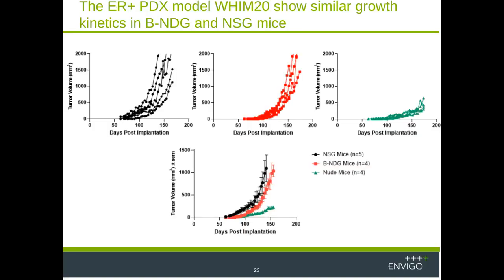So looking at how this tumor grew in the ultra immunodeficient mice compared to each other, as well as to the athymic nude mouse. As you can see, the overall growth rate in all models was much slower than the triple negative WIM5 model. But again, we see that there is no statistical difference in the growth rate of this PDX model in the NSG mice compared to the B-NDG mice. But that again, this PDX model grows slower in the less immunodeficient athymic nude mouse model.